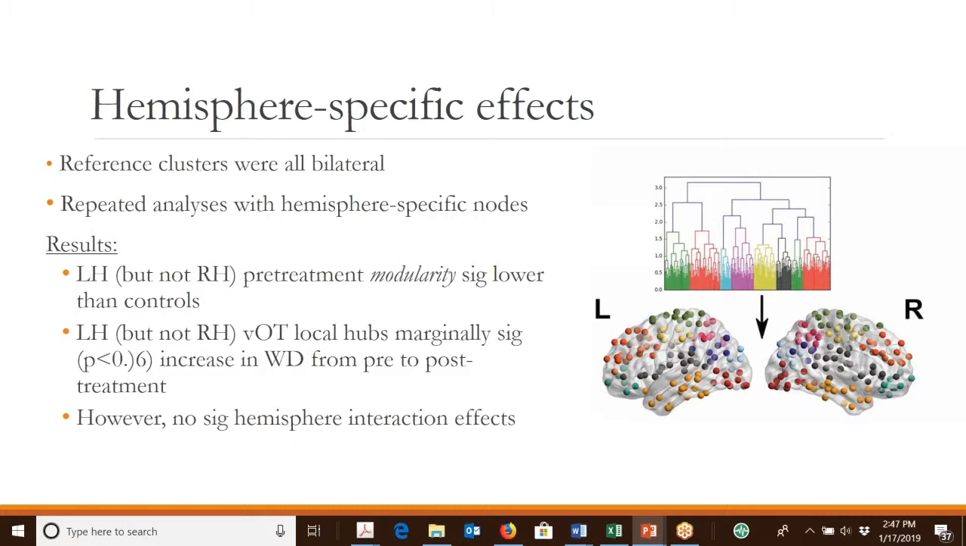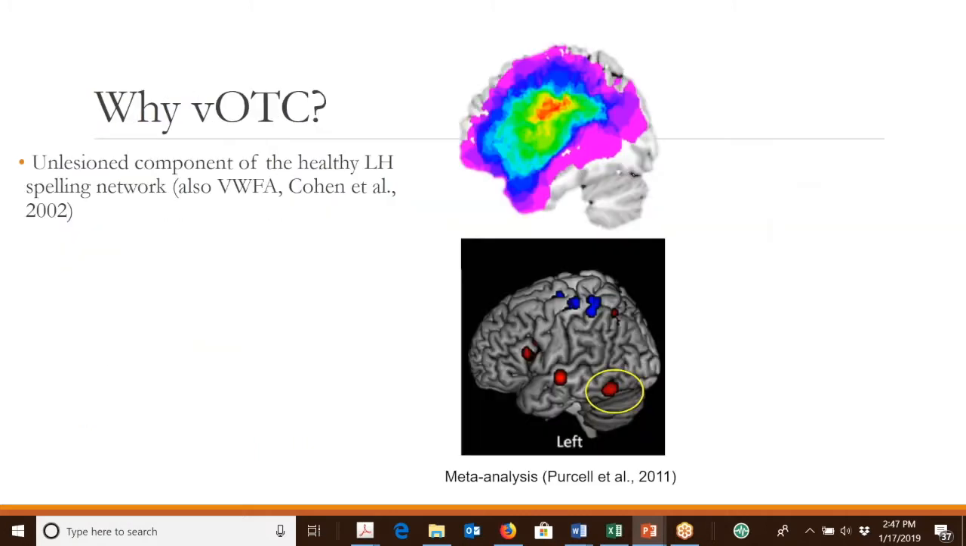So those two results do suggest some left lateralization of these effects, but I have to say that when we directly compare the results of the hemispheres to one another, they're not significantly different from one another. So I think we need to temper our conclusions and excitement there. Why this particular brain area?